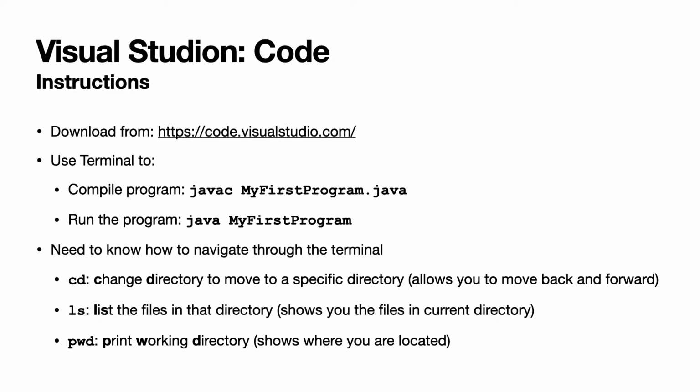When you want to run after you compile it, you just have to do java without the c, and then MyFirstProgram without the .java. This is very important. I hope you can understand those steps that are right here.